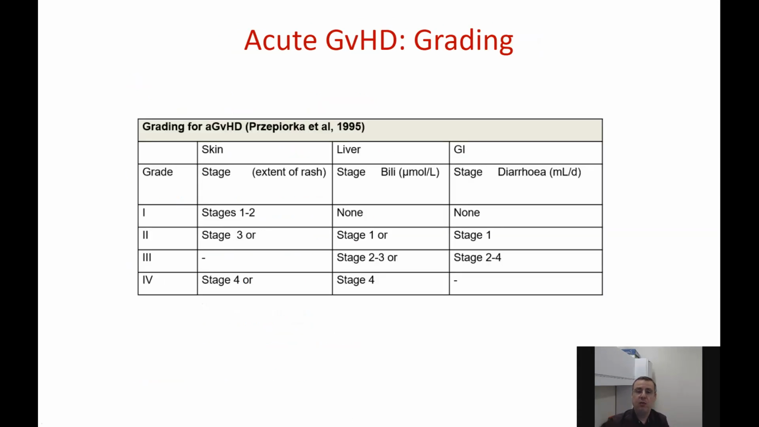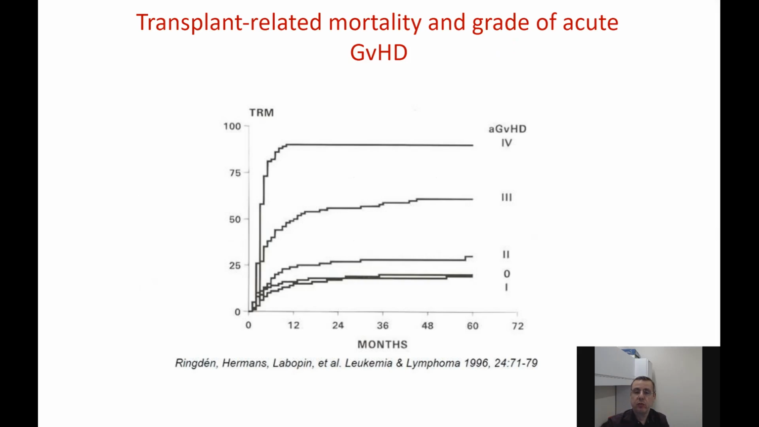So depending on the stage, we can determine the grade of GVHD, with grade 1, the lowest grade of acute GVHD, involving just the skin. And this can actually be treated with topical steroids alone. Or you can have grade 2 to 4 acute GVHD, which is treated with systemic steroids. Now, depending on the grade of acute GVHD, we see a higher incidence of treatment-related mortality, with high-grade acute GVHD, grade 4, of course, being associated with the worst mortality.